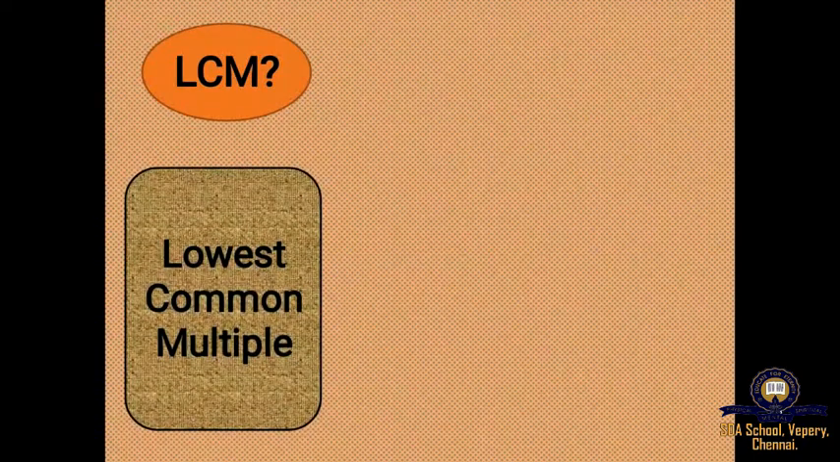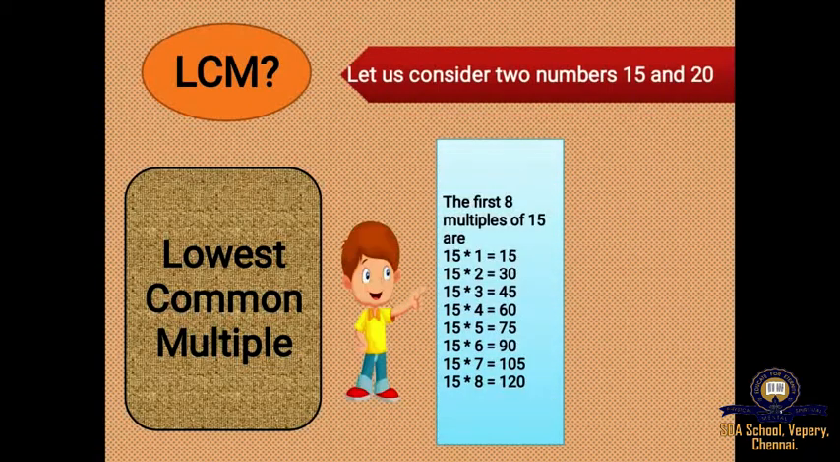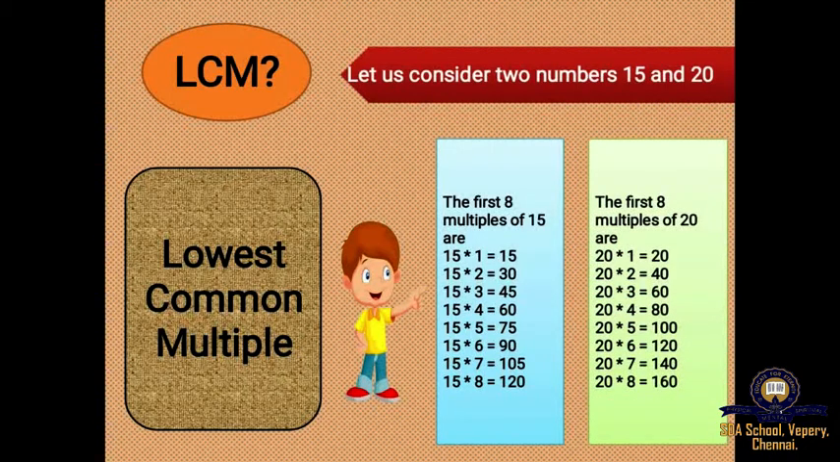LCM. Do you know what LCM means? Lowest common multiple. Let us consider two numbers, 15 and 20. Can you find the first 8 multiples of 15 and 20? Here they are. First 8 multiples of 15 and first 8 multiples of 20.